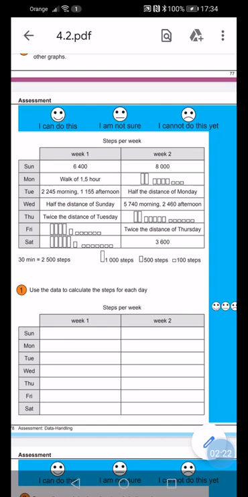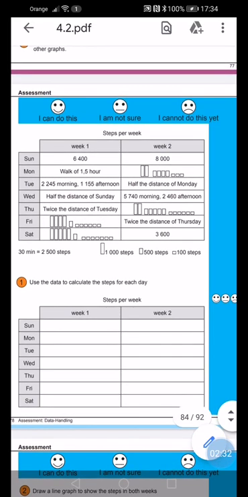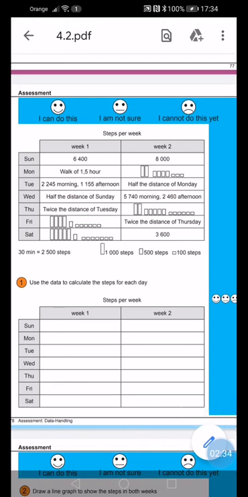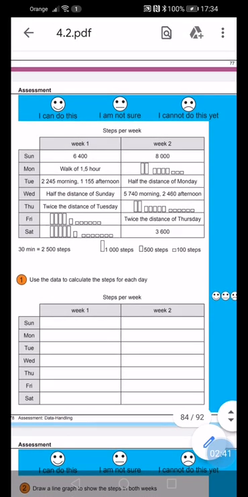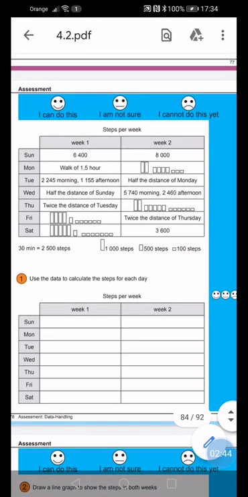So for example, I just look at Monday. It says Monday in week 1, a walk of 1.5 hours. So using the data at the bottom of the table where it says 30 minutes is equal to 2,500 steps, you should be able to work out how many steps were taken that day. Okay? Monday in week 2 then, you need to use the bars and the rectangles to figure out how many steps were taken. I think you'll be well able to do that, okay? So you just take your time, and that's today's work.